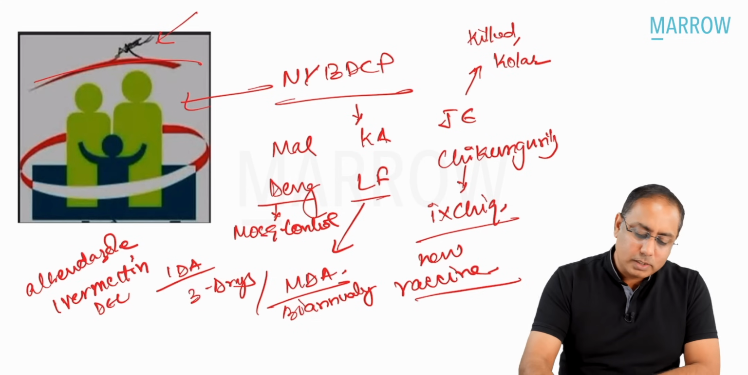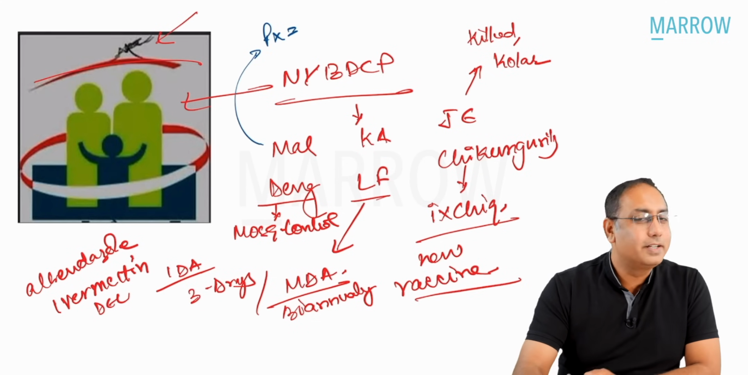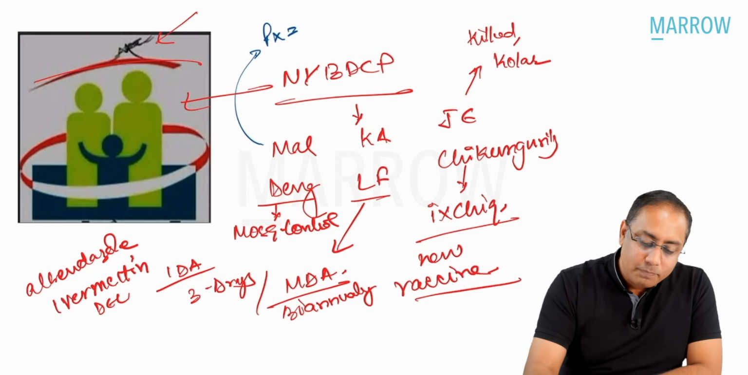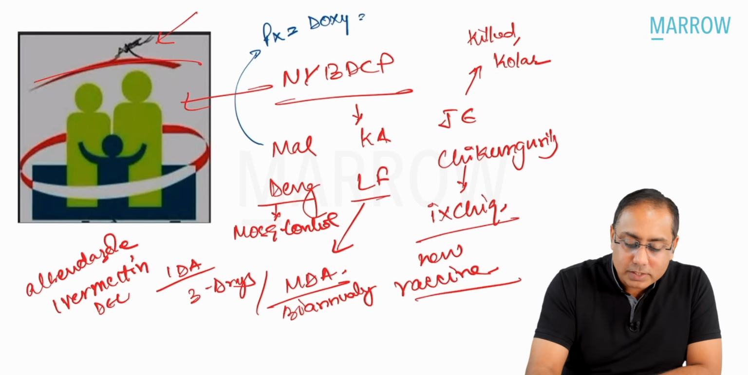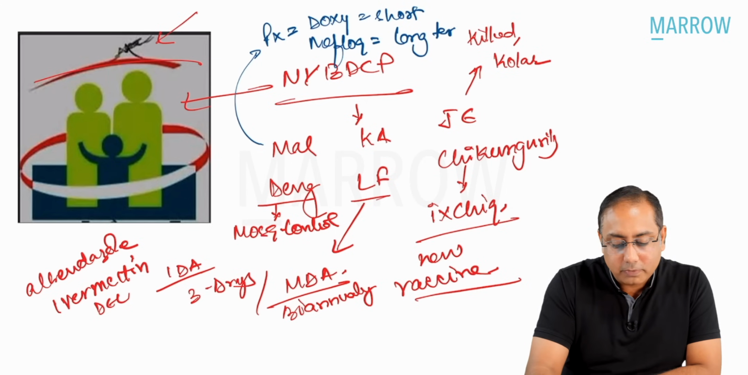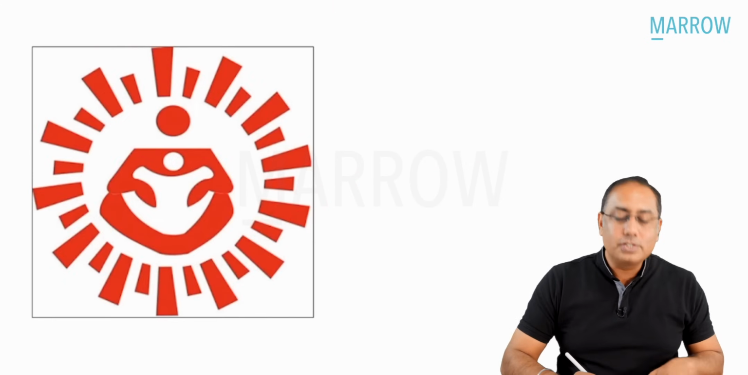For malaria, what is the prophylaxis? What is the drug of choice for prophylaxis of malaria? Of course, we do mosquito control alongside. If you recall, we have doxycycline in case of short-term travel, and mefloquine in case of long-term travel.